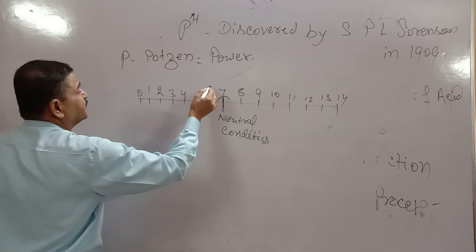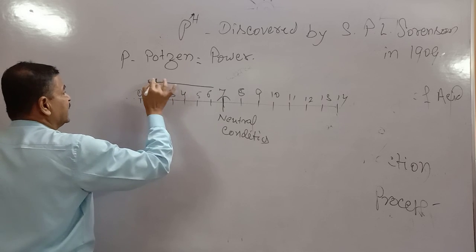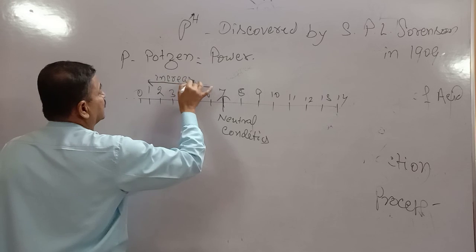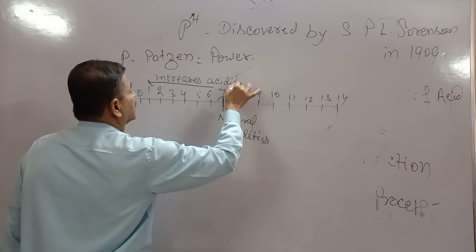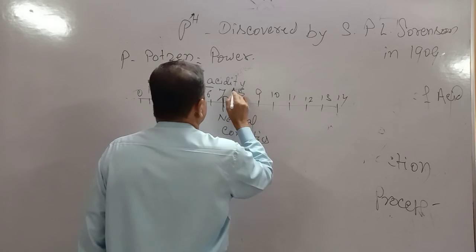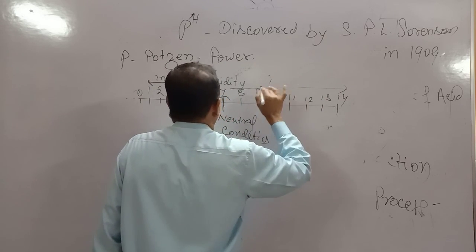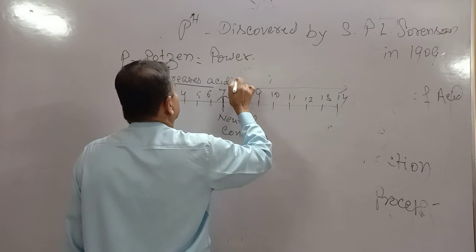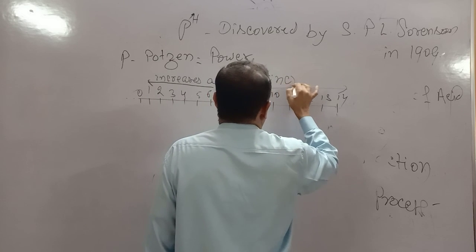If the pH decreases from 7 to 0, it increases acidity, while pH from 7 to 14 increases basicity, that is, increases basic character.